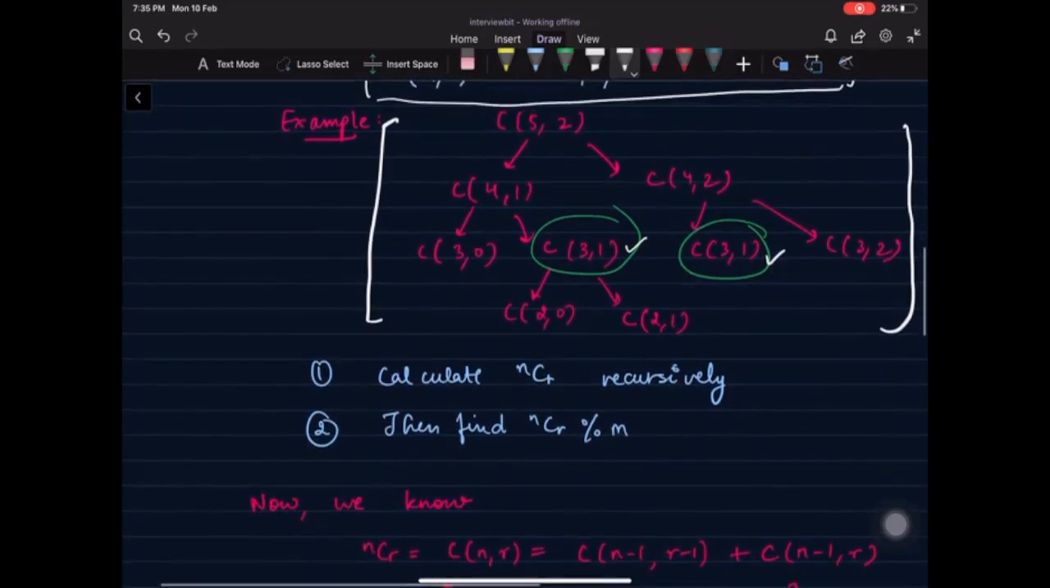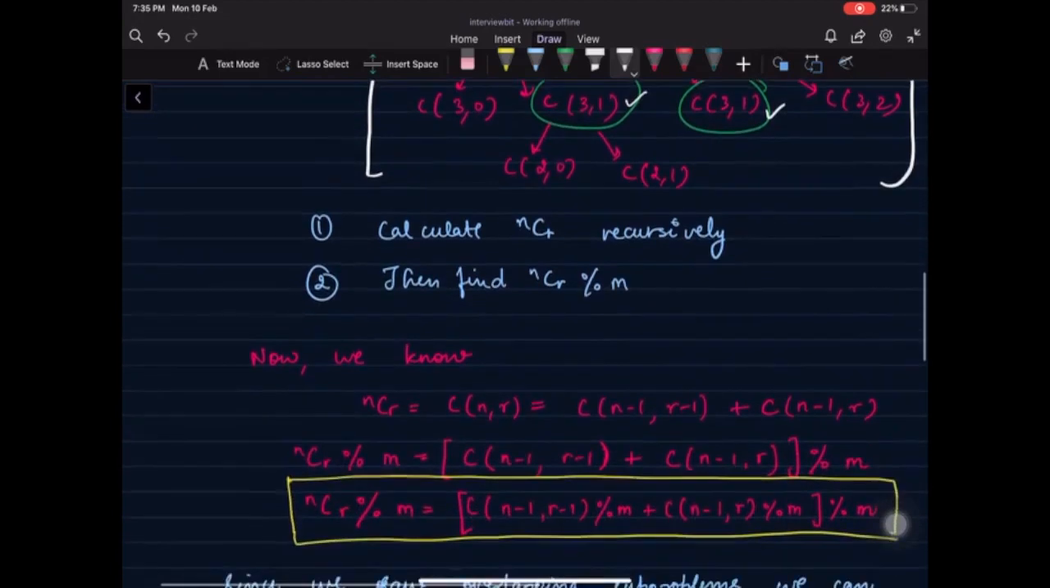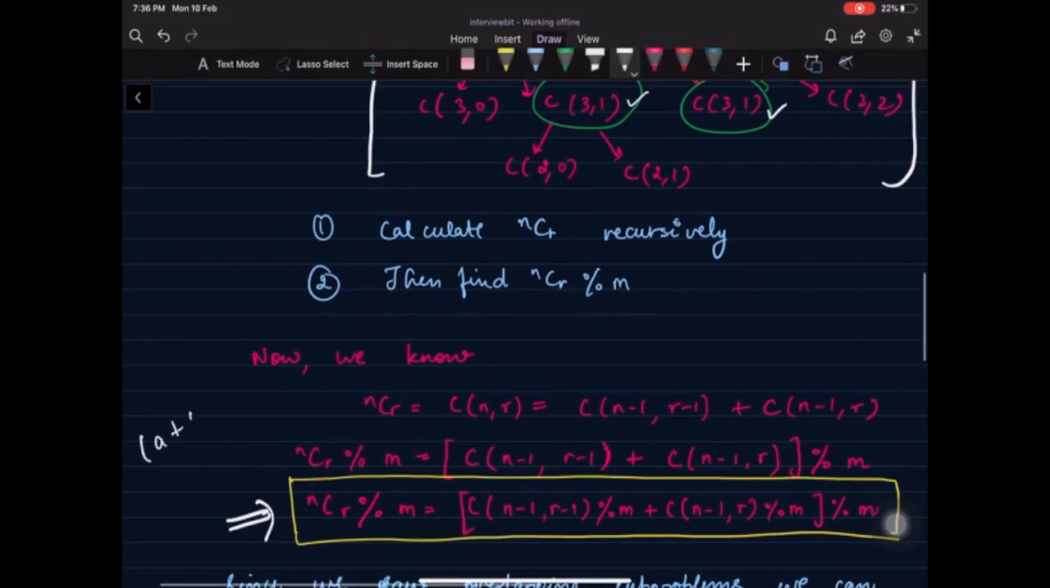Now you know that nCr is equal to this particular formula and then you have to calculate the mod m. If you remember the modulus property, I can actually write this equation in this way also, which basically says that if you have (a plus b) mod m, you can also write it as (a mod m plus b mod m) whole mod m, right? And this is what we have essentially done here also.